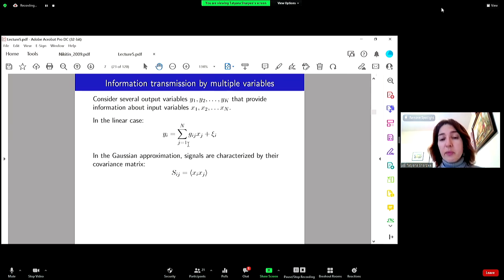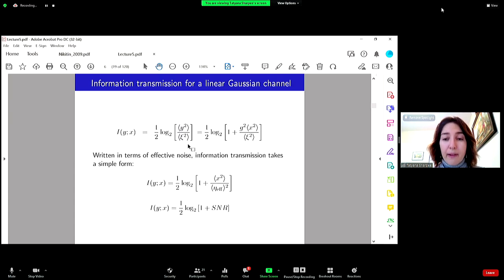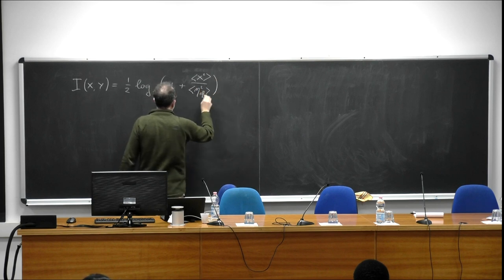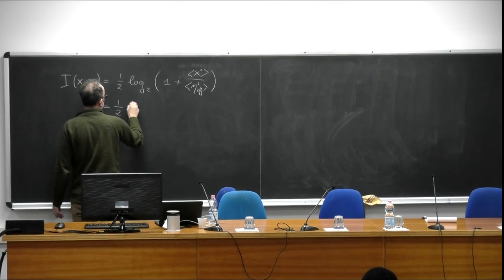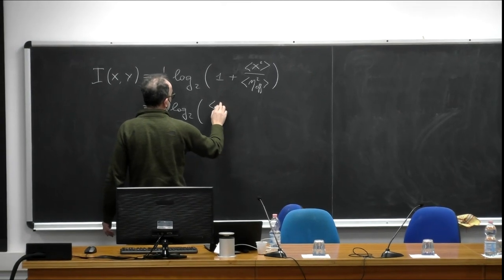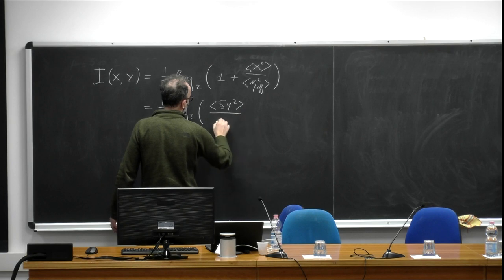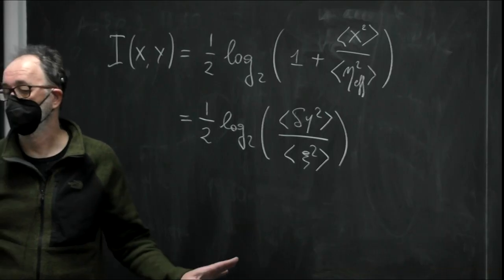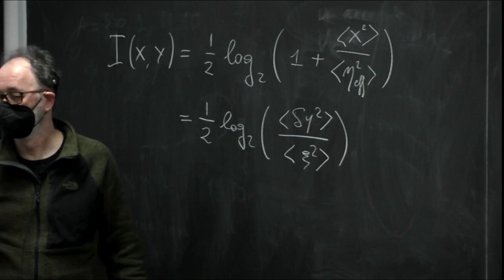So the analog of, remember the equation that we had, maybe Matteo, would you mind writing the equation for this linear Gaussian channel, one-dimensional case, on the board? Plus x squared over eta effective squared, right? So this is one way of writing it. The other way is log 2 of, say, the fluctuations in the output divided by the noise squared, right? Is it okay? Yeah, I think so.